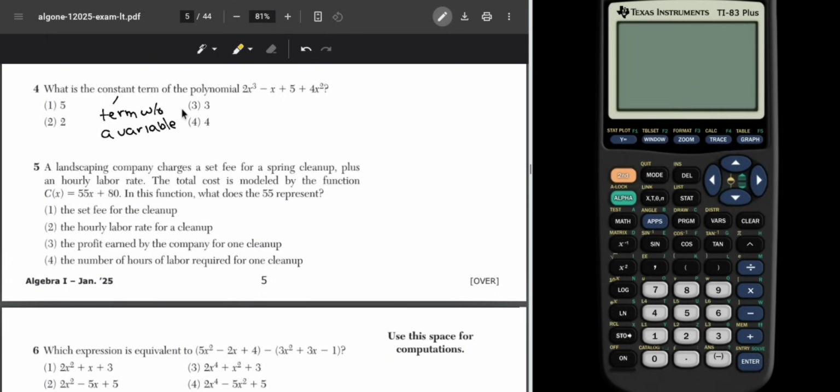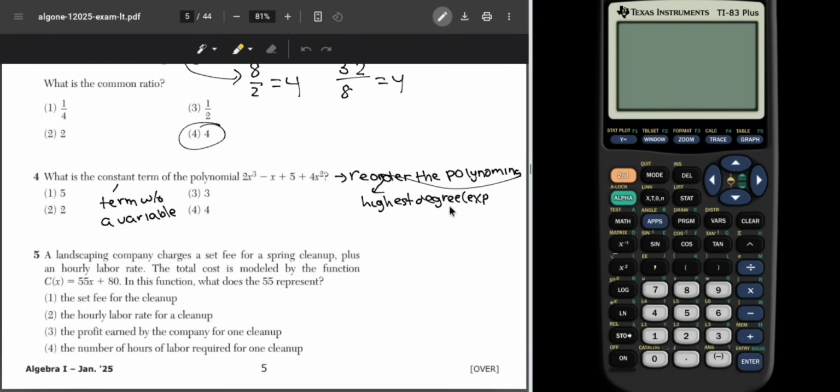And what I want you guys to know is that you can obviously figure out that constant term just by looking at the polynomial. But whenever you're given such questions, I want you guys to reorder the polynomial from the highest degree or exponent to the lowest degree or the lowest exponent.